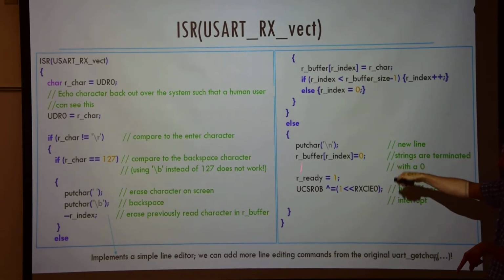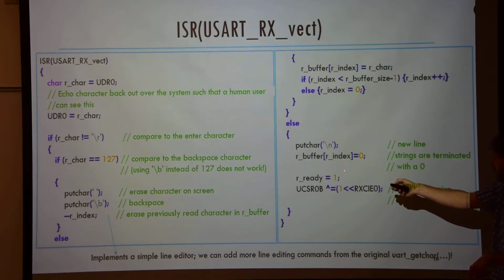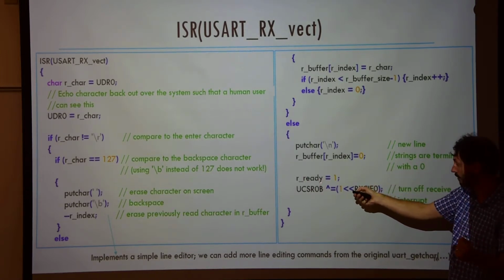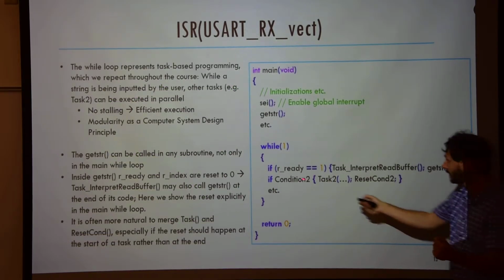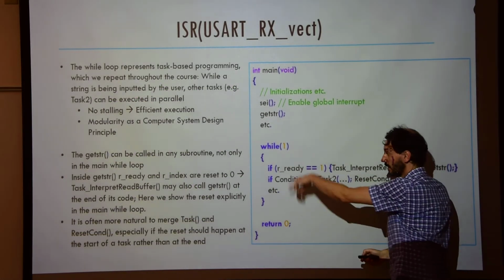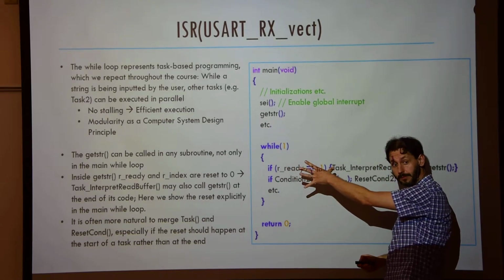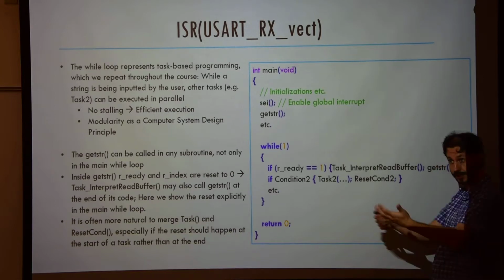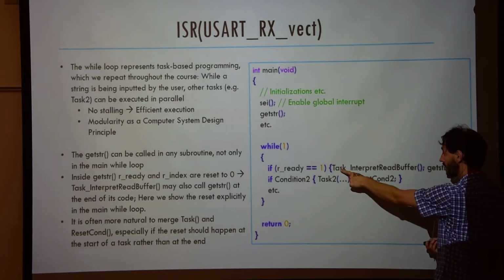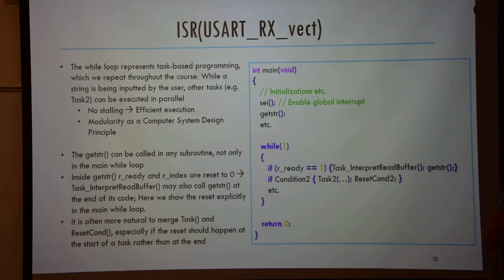Then it gets in the else part. When that happens, it says I'm ready with my string, and I'm disabling the interrupt service routine. Now that it is ready, the while loop will at some point pick this up, right? It says, oh yes, ready is equal to 1. There's a string waiting for me, and the task interpretation read buffer is doing something with its string.